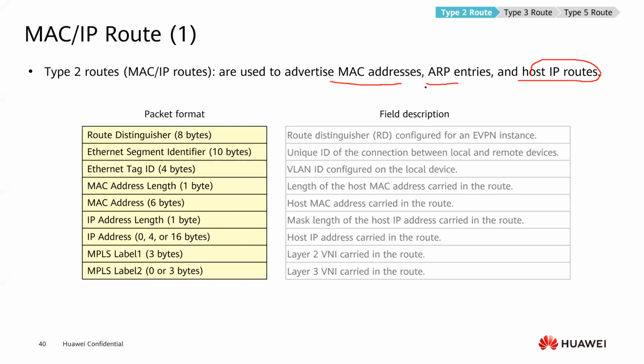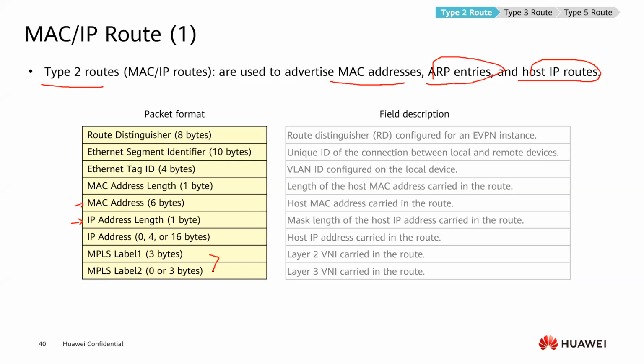But those three entries are actually just two pieces of information: the IP address and the MAC address. So that is the information carried in the type 2 routes. They also have two labels: the first is MPLS label 1, and the other is MPLS label 2. That is the terminology defined in the RFC.